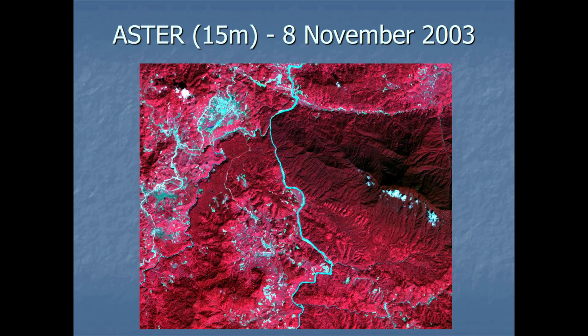This is an ASTER image with 15-meter resolution. It's been false color coded, so vegetation appears in reds and water appears in blues. This type of image could be used to assess flood damage. It could also be used to focus on urban expansion. And if you look in the upper left-hand portion of this image, you can see that there is an urban area that is also color coded in blue.